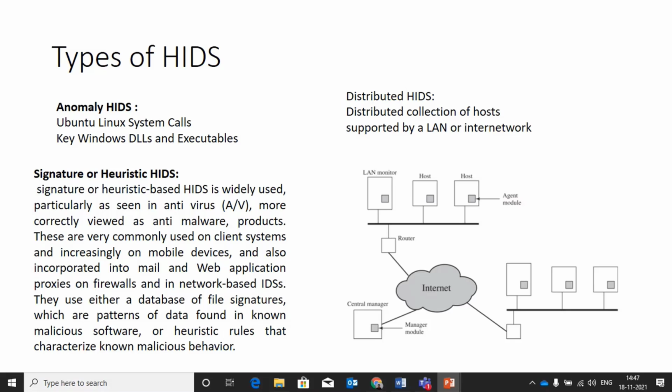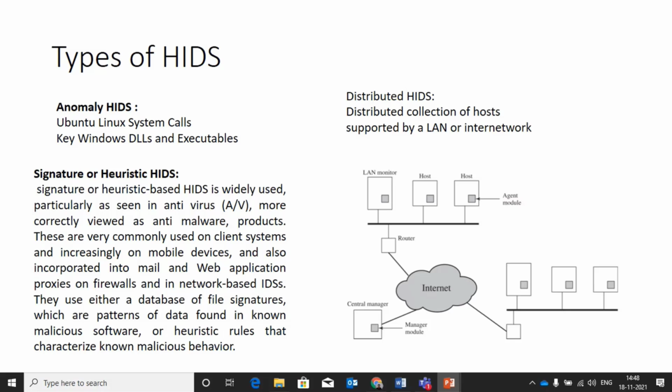Traditionally, what happened? We have a single machine, the host-based IDS, which focuses on a single system, standalone operation. But nowadays, things work in a distributed manner, a distributed collection of hosts supported by a LAN or internet network. So although it is possible to mount a defense by using a standalone IDS on each host, we have to perform additional work over there.